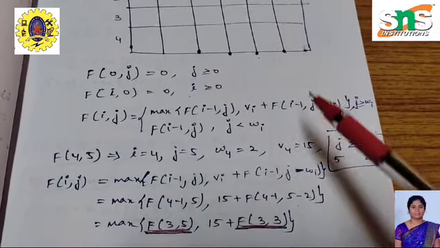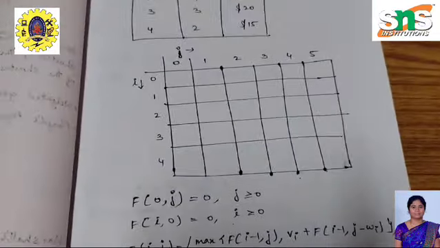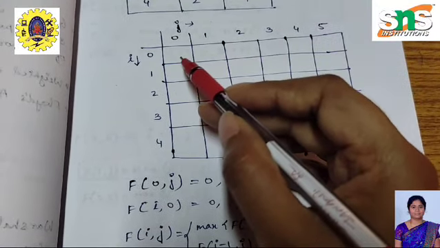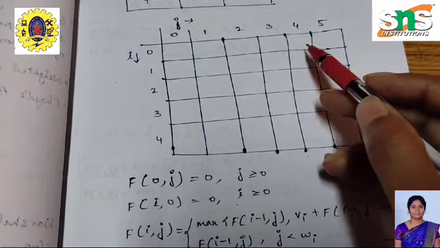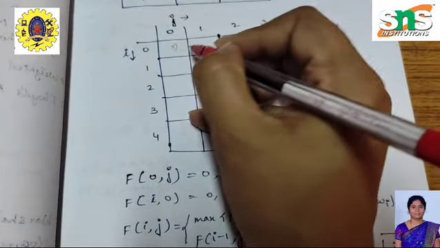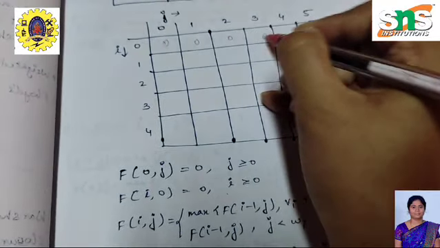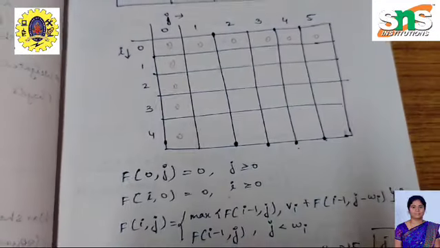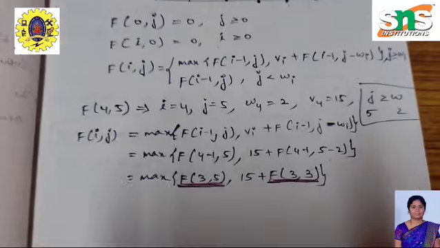It is already seen with the previous sum. So for 0,0, 0,1, and 0,2, 3, 4, 5, as per the formula it is 0. So here also it is 0. Now we will see the first step.